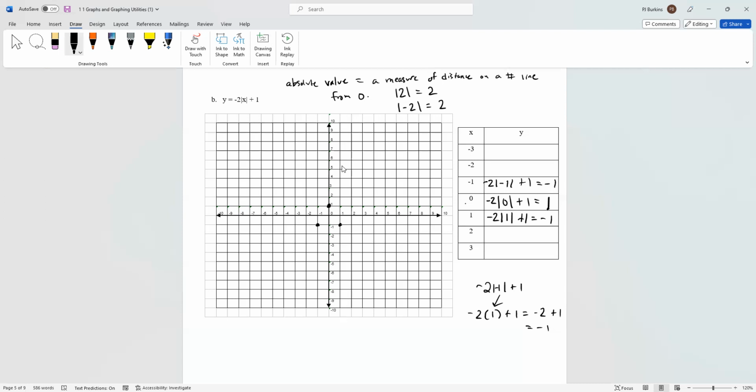All right, now if I plug in 2, so -2, absolute value of 2, plus 1. Absolute value of 2 is just going to be 2. -2 times 2 is -4. And -4 plus 1 is -3. So that says when x is +2, go right 2. Y is -3, so go down 3.